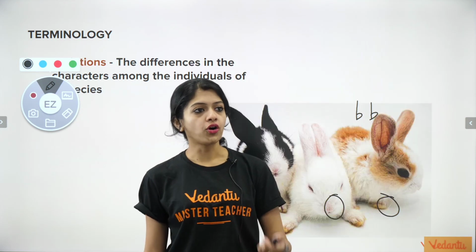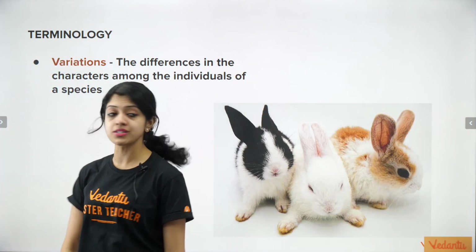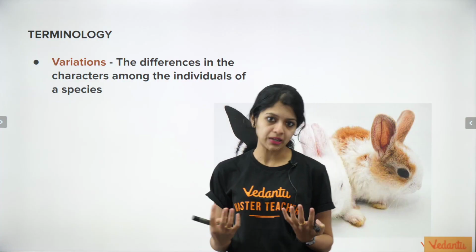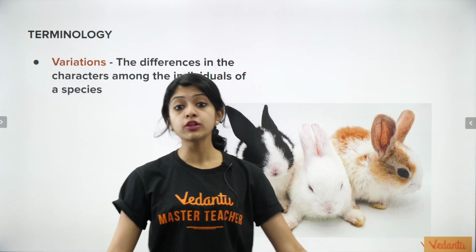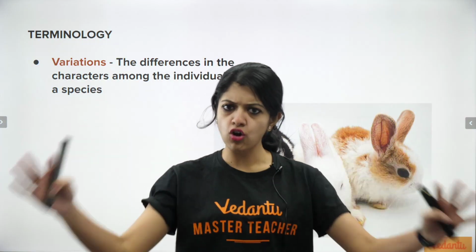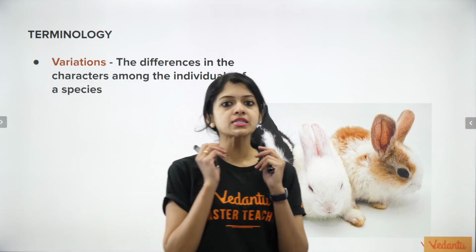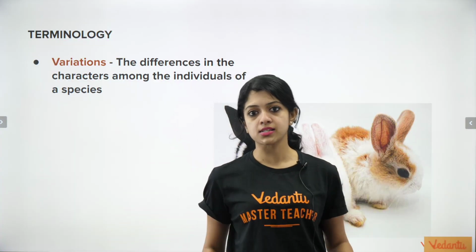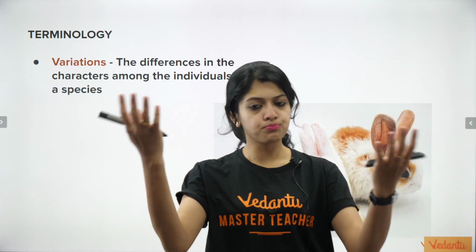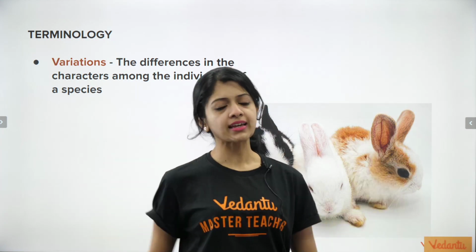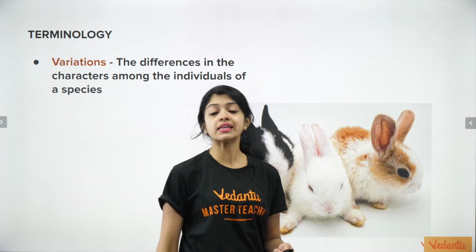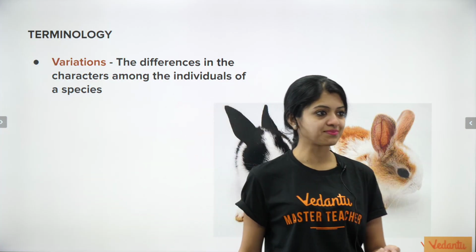Yes. Moving on, what else do we need to know? Variations. Variations are the differences in characters among the individuals of a species. All of us, although we are all human beings, look so different from each other, right? It's all genetically inherited. When you look at the human population, you would see so many variations of the same characters: hair color, hair texture, skin color, skin texture, height, body structure, physique, everything, and a lot more, right? All of these are variations that we would find in the same species.